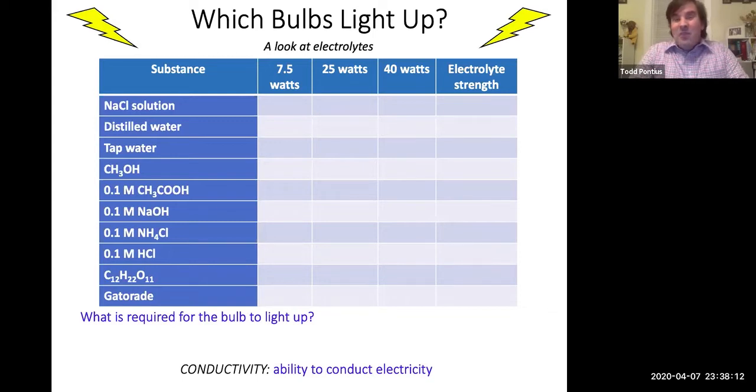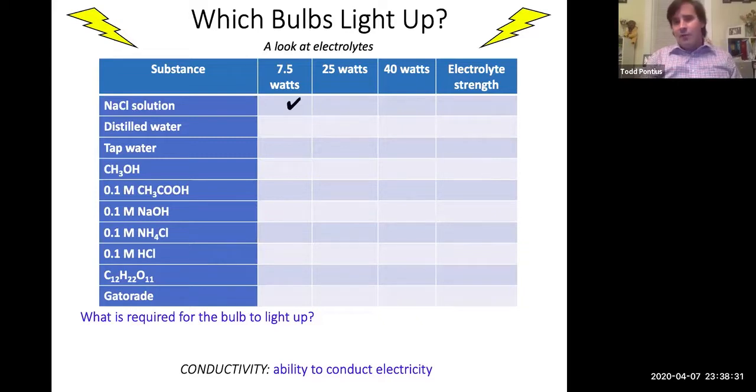So the 7.5 watt light bulb doesn't require that much power, but you still need to have a viable circuit in order to light it up. The 40 watt one, you're going to need to have a pretty good circuit in order to do that with this experiment. So if we pour NaCl into water, it will light up all of these light bulbs.